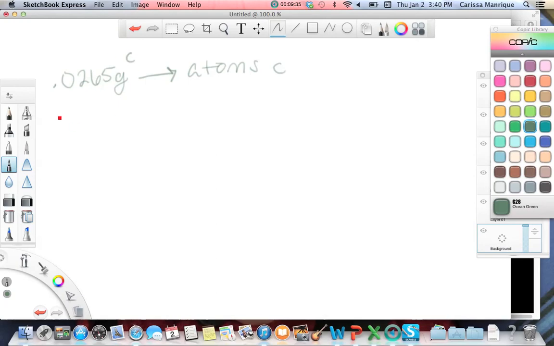So let's write down the conversions we know. These are the only 2 conversions we know in chemistry so far. So in a way, it's almost easier than all the other conversions we've done because we only have 2 we have to know, and not 400 million. Okay, so we know that 1 mole is how many atoms? Avogadro's number, 6.022 times 10 to the 23rd atoms.